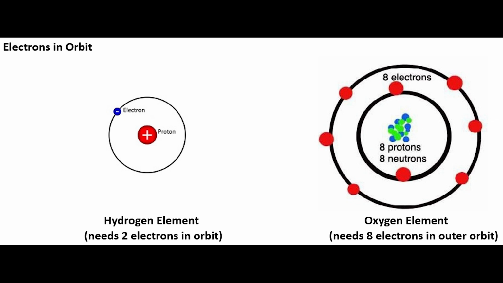Let's take a look at how water bonds with each other. This graphic shows the hydrogen element on the left with 1 electron in the outer orbit, but it needs 2 to be stable. And on the right, you can see the oxygen element with its 8 protons, 6 of which are on the outer orbit, but it needs 2 to be stable.